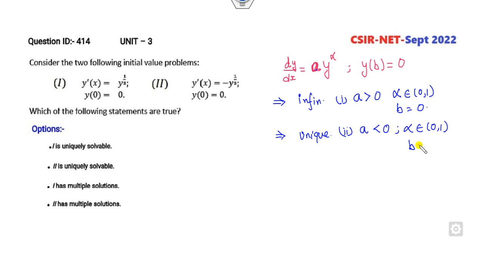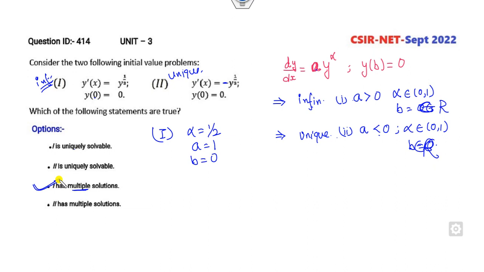For the first one, alpha is half, a is 1, b is 0, or you can say b belongs to the real numbers, b is any number which belongs to the real numbers. So the first property is satisfied, so it has infinitely many solutions. In the second, a is negative, so it will give you a unique solution. So the first has multiple solutions, the second has a unique solution, that's the correct option, the others are wrong.